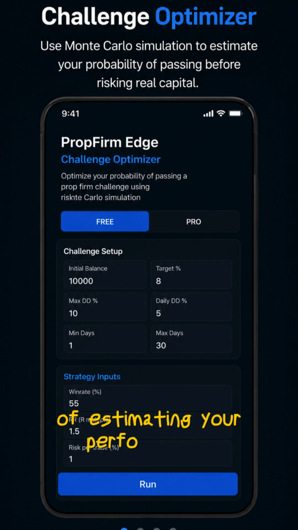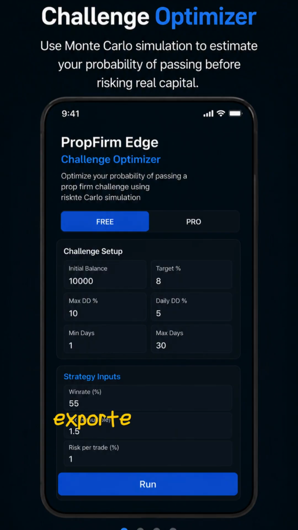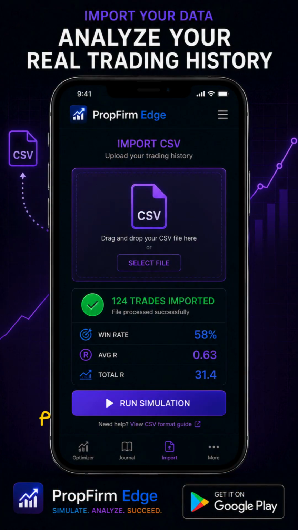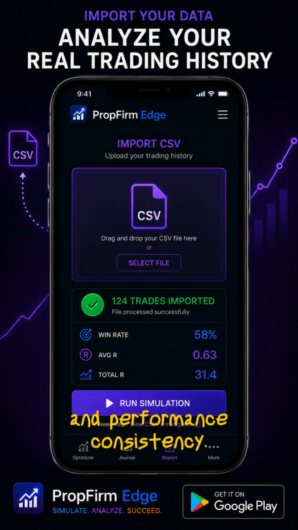Instead of estimating your performance, you can import your real trading history. You can upload a CSV file exported from your broker, trading platform, or journal. Once the trades are imported, PropFirm Edge analyzes the actual returns of your strategy. Now, we are no longer working with assumptions. We are working with real data. The application can calculate important metrics such as win rate, average return, and performance consistency.